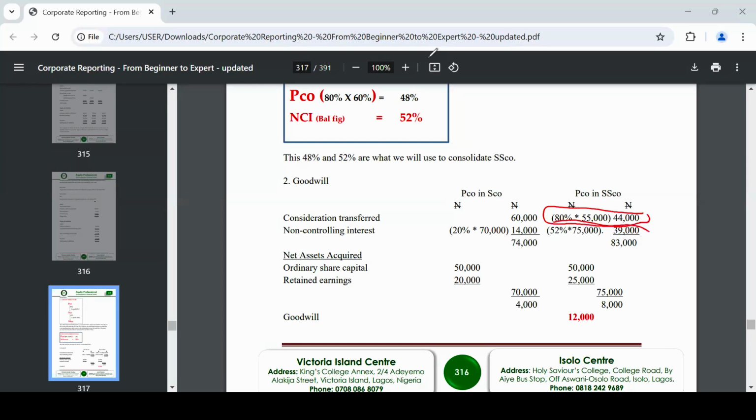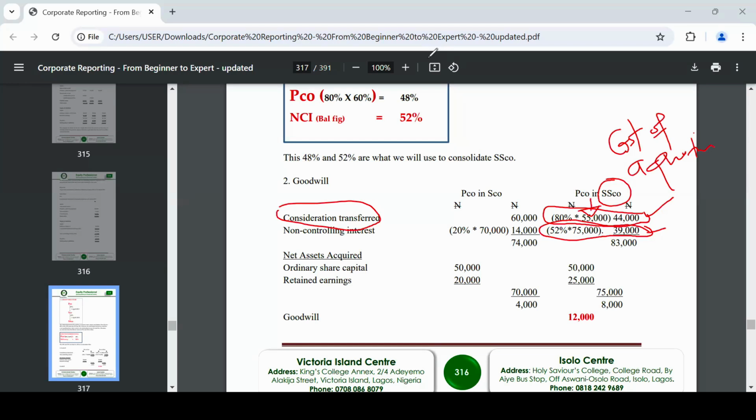What you have here is the estimation of the NCI. When I say estimation, I mean the carrying amount of the NCI as at the day of acquisition. The cost of acquisition of SSCO for NCI has not come into the picture yet. The only cost you have here is the cost of the owners of the parent. ESCO bought SSCO, paid 55,000.